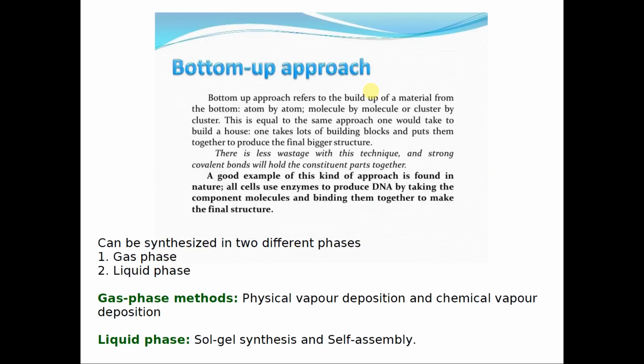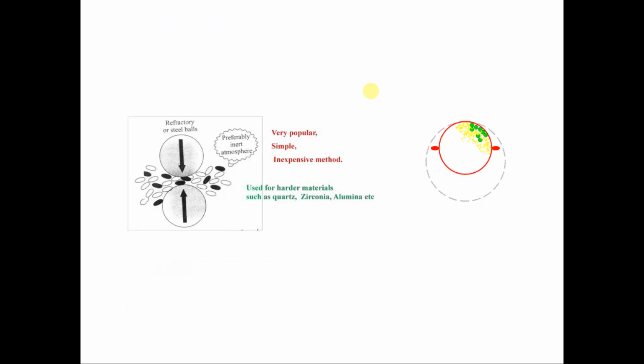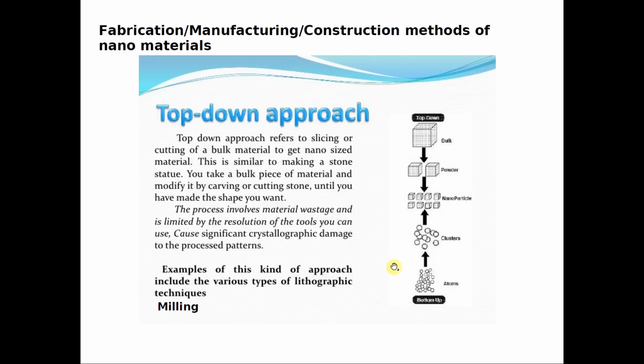Next we talk about the bottom-up approach. For that, let me go back to this figure here. In the bottom-up approach, you start at a smaller level. That means you start with atoms. Then you consider a large number of atoms, let them all join together and produce clusters of atoms. And those clusters can join again and produce a nano size particle.